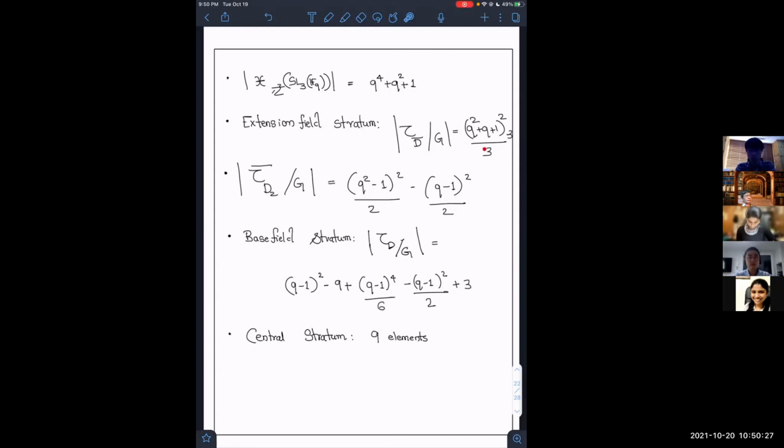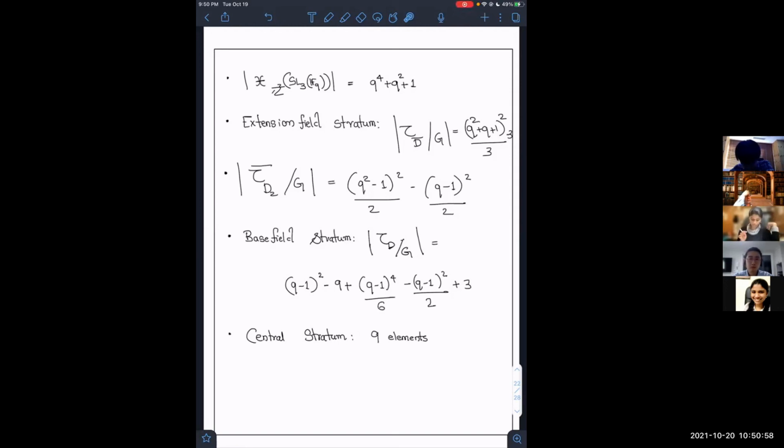In the base field stratum, we have this many elements, and this is the one with the single eigenvalue over the base field case. So we have this many, q squared. The first one has order q to the power 4 over 3, and the second one has order q to the power 4 over 2. The base field stratum has order q to the power 4 over 6, and the central stratum has 9 elements.